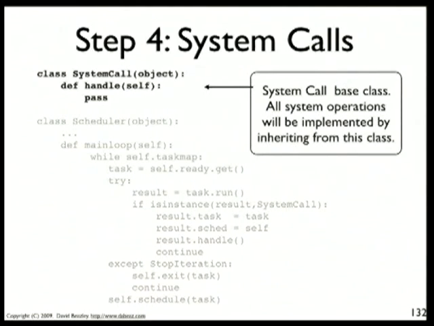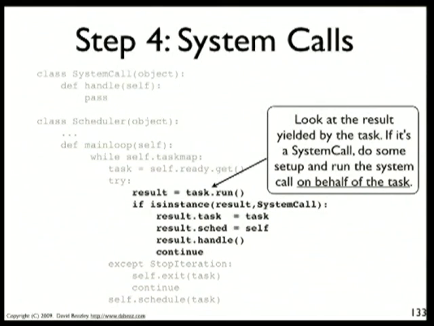So I have this base class for a so-called system call, and here I'm going to see whether one of those came back. One of the tricks you can do in the scheduler is, if a task returns one of these system call objects back to me, I'm just going to do some setup and run it on behalf of the task. This looks a little bit weird, but basically the scheduler is going to get one of these system requests back, and then we'll execute it on its own, behind the scenes.